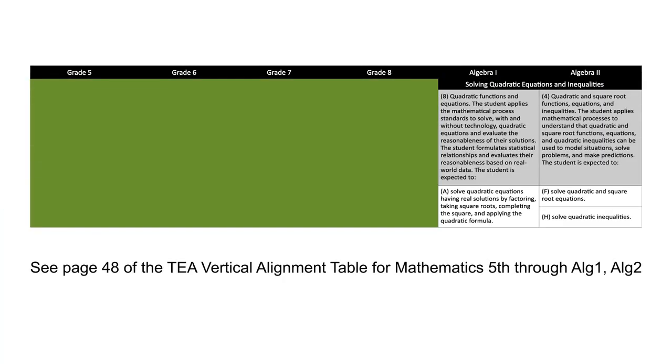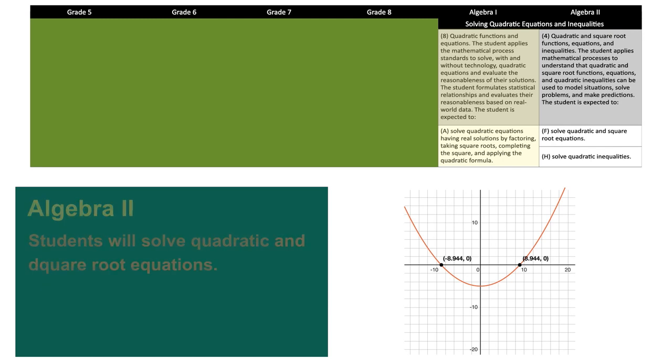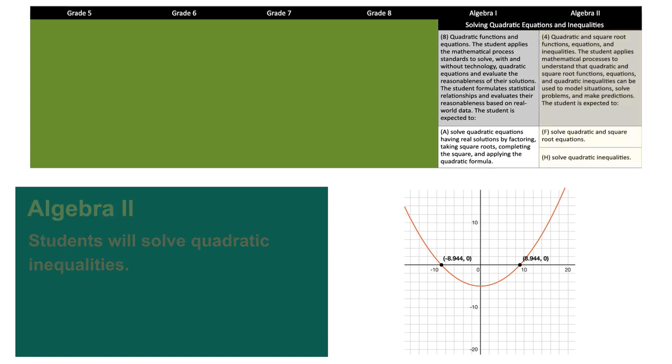Let's take a look at the vertical alignment for solving quadratic equations in 8a to understand better what students will master in this unit and beyond. In this unit of Algebra 1, students will solve quadratic equations having real solutions by taking square roots and completing the square. In Algebra 2, this is the basis for solving quadratic and square root equations. Additionally, in Algebra 2, it is also the basis for solving quadratic inequalities.